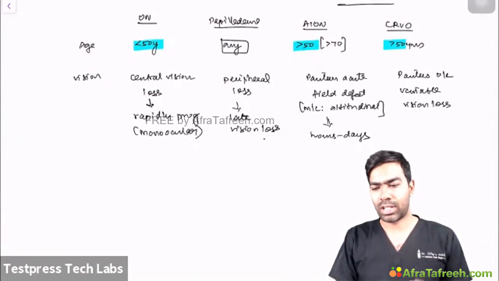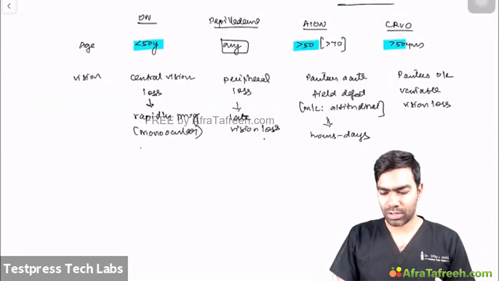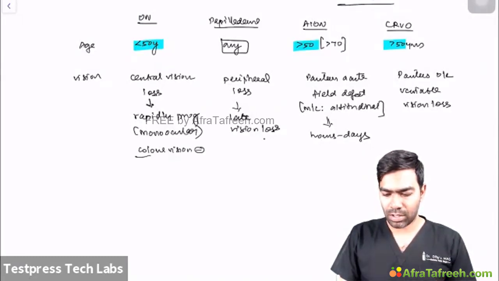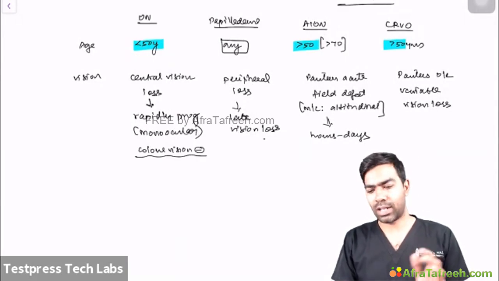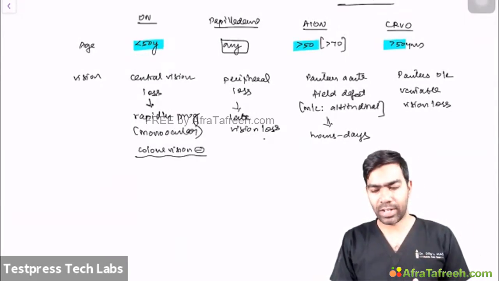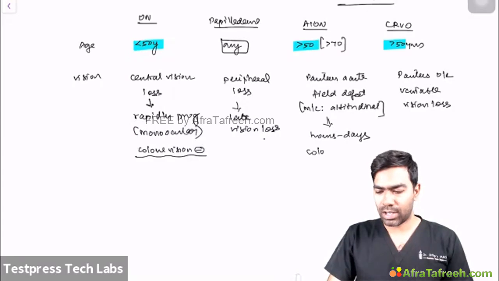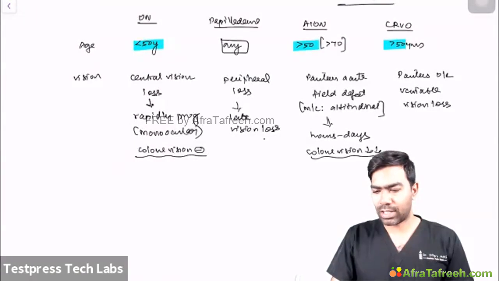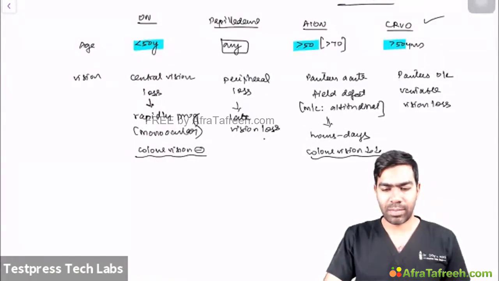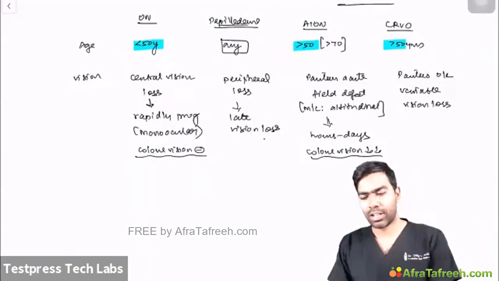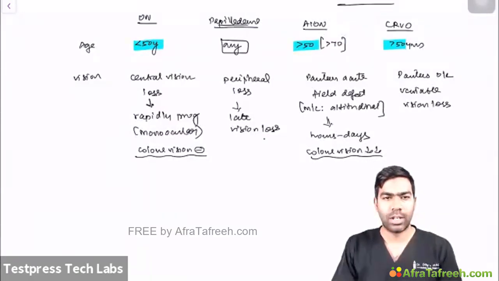And color vision loss. There are two areas where color vision loss will be prominent. One is optic neuritis. Color vision is affected very early in optic neuritis. And color vision can also be affected very early in AON. The other two: color vision loss is variable in CRVO, we cannot comment on it. But in papilledema, color vision loss will usually be very rare. You don't get color vision loss in the setting of papilledema.